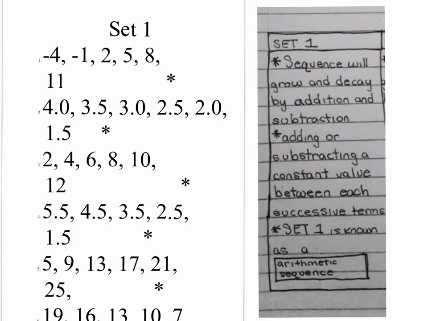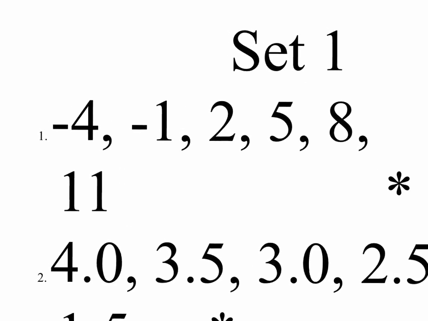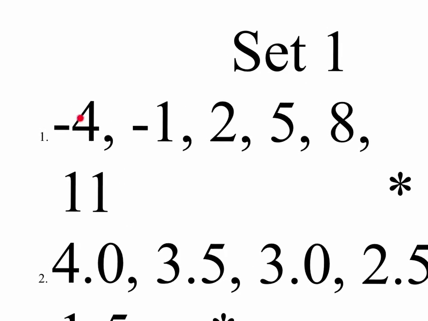So when we look at set 1, we've got 7 different sets of sequences, and let's zoom in on these numbers right here. So when we're going from -4 to -1, what's happening? We're adding 3. And then again, when we're going from -1 to 2, and then 2 to 5, 5 to 8, and 8 to 11, we are adding 3 each time. So that's the sequence, that's the pattern.